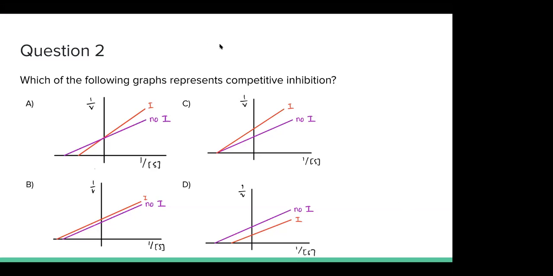Okay, so the correct answer was A. Does anyone want to explain how they got their answer? Yeah, I was basically looking at how you said that the y-intercept wouldn't change because Vmax stayed the same, and then the x-intercept changed because of the change in Km. Yeah, that's great.